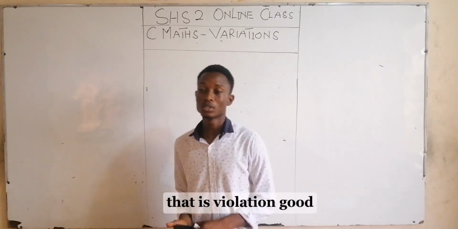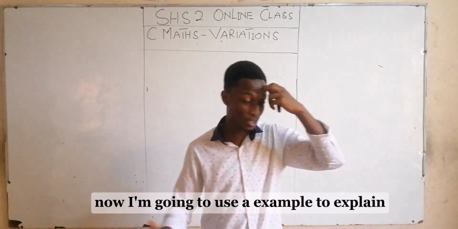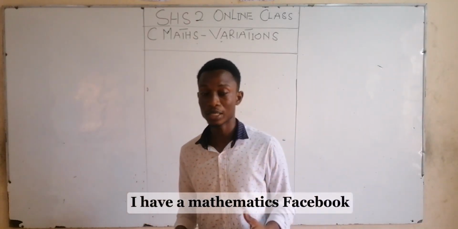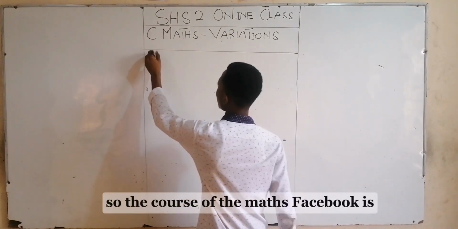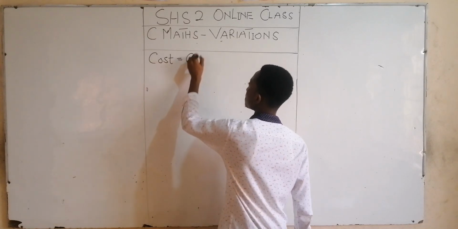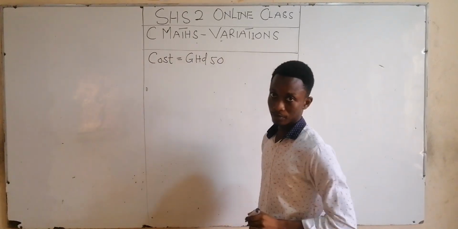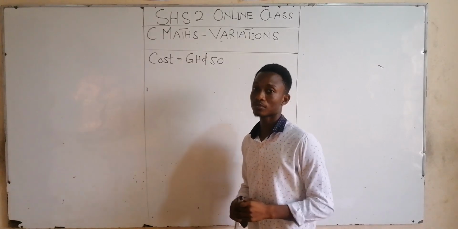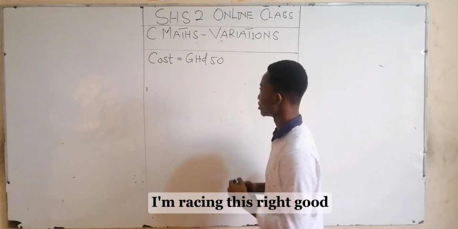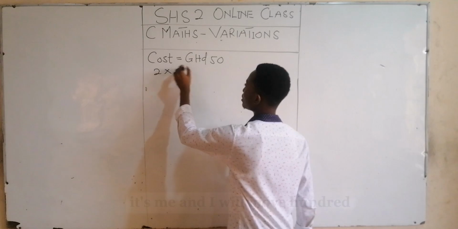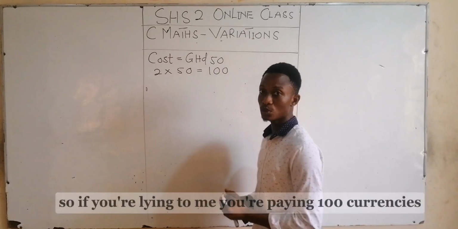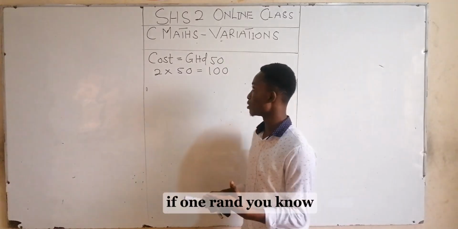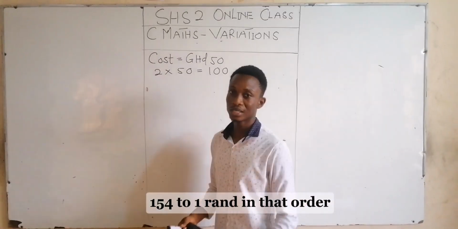Now, I'm going to use examples to explain it for you to get the understanding much better. For example, let's assume I have a mathematics textbook and I want to sell it to you. The cost of just one maths textbook is 50 Ghana cedis. And then you say, oh, Sir Henry, I want to purchase two of the maths textbooks. So what will be your price? 100 cedis, right? You simply multiply 2 by 50 and that gives you 100. If you want 1, it is 50 cedis. If you want 3, that will be 150. 4, 200, in that order. That's what we term as variation.